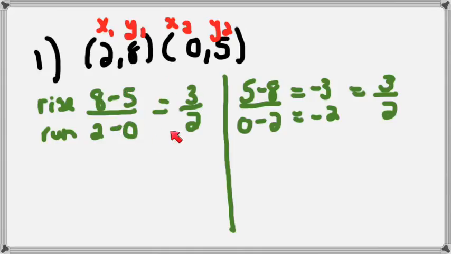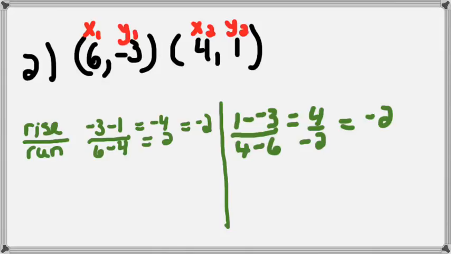8 minus 5 is 3 and 2 minus 0 is 2, and I can leave this as the fraction 3 over 2. I know that that's equal to 1.5, but 3 over 2 is just fine. I can also subtract the other way. I can go 5 minus 8, see, I switched it around, and 0 minus 2, I switched it around. That gives me negative 3 over negative 2, and a negative divided by a negative is a positive, and therefore this is still 3 over 2. Notice that when I switch around how I'm subtracting, it doesn't change the answer.